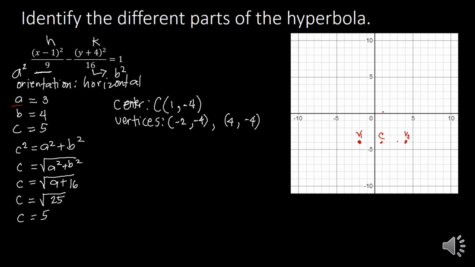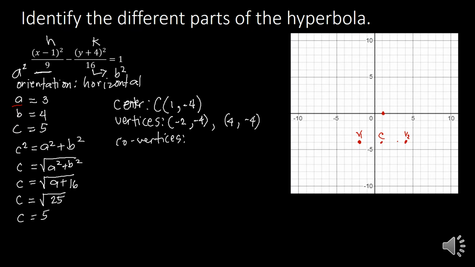Now next one, we are going to identify our covertices. So covertices will be related with B. Whatever value of B there, we are going to count from the center towards the covertex. So that is how we locate that one. Since B is 4, we will be counting from the center 4 units up and down. So we have here 1, 2, 3, 4. This is where our covertex is.